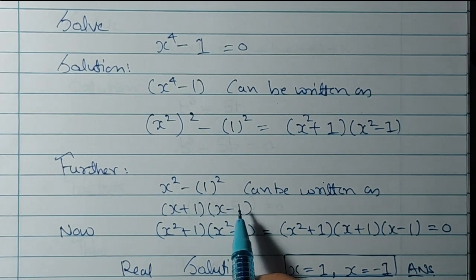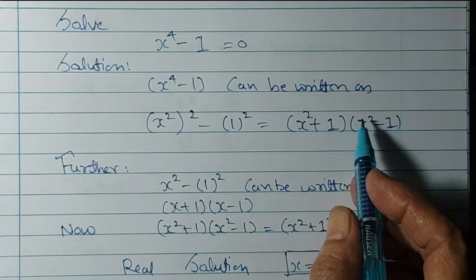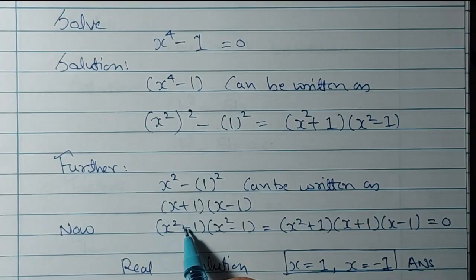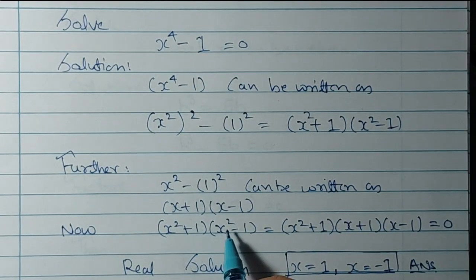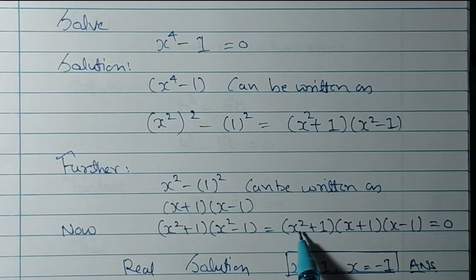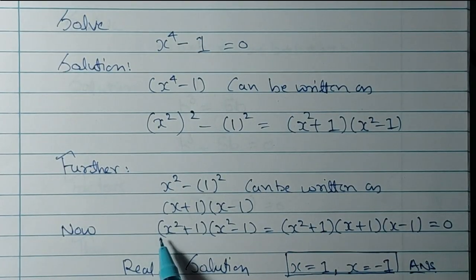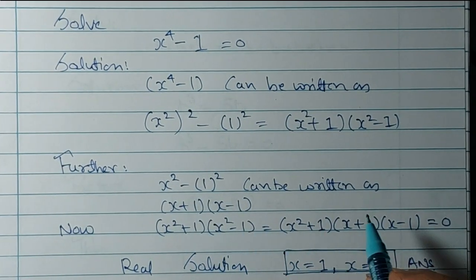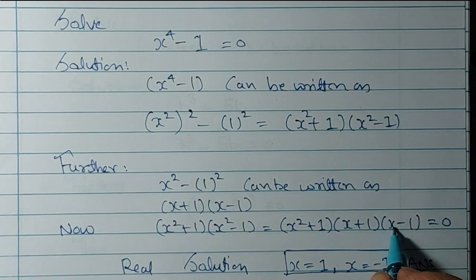So finally, (x square plus 1) into (x square minus 1) can be written as (x square plus 1), this is the same, and (x plus 1) into (x minus 1), which is equal to 0.